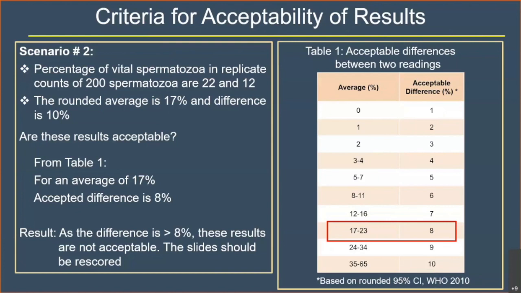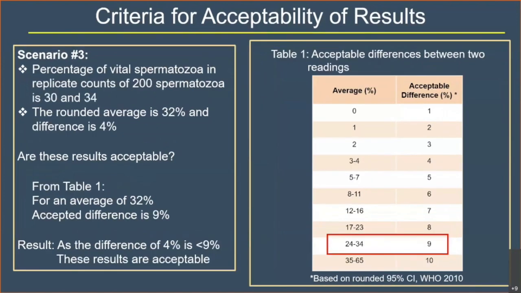On the right is the table from the WHO 2010 edition, which shows what should be the average and what is the acceptable difference. So from this example, the average reading is 17%, and the difference that is acceptable is 8%. However, in our scenario, the difference in the two readings was 10%, and therefore, these results are not acceptable, and this slide should be rescored.